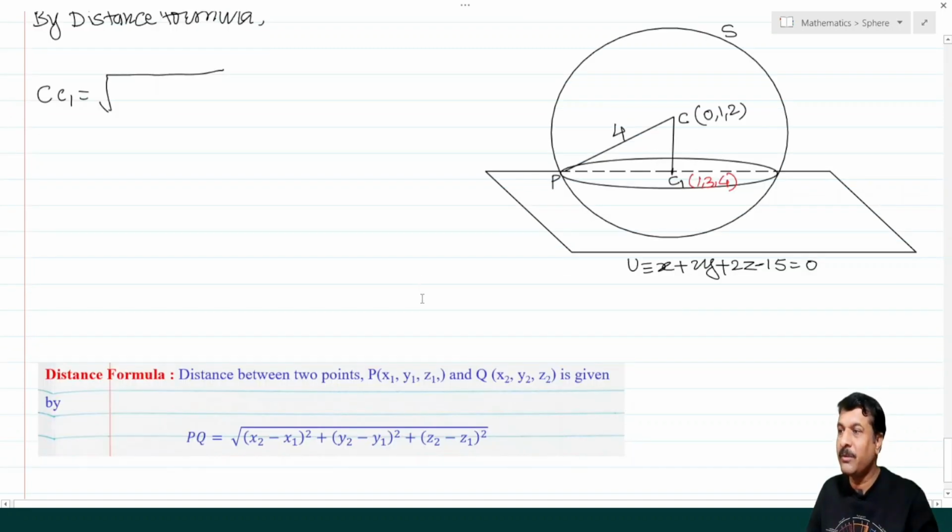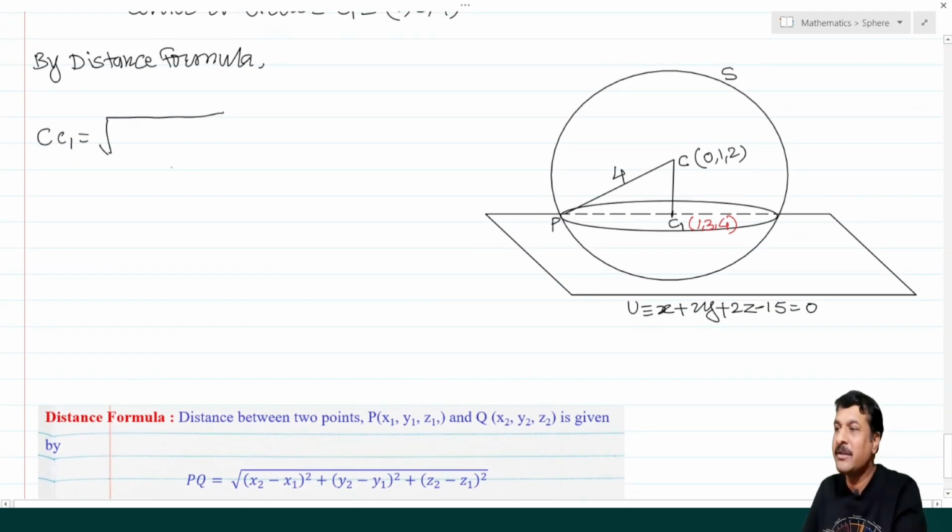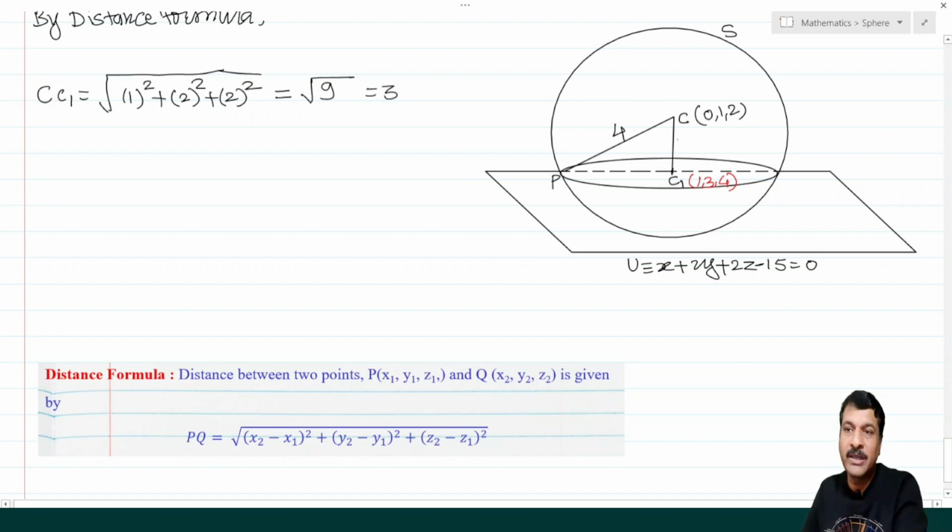So this is for your reference. I am getting 1 minus 0, that is 1 square, plus 3 minus 1 means 2 square, plus 4 minus 2 means 2 square. So the distance is what? Under root of 9. So that is equal to 3. So we have this distance 3.